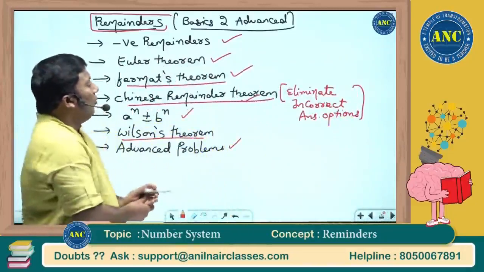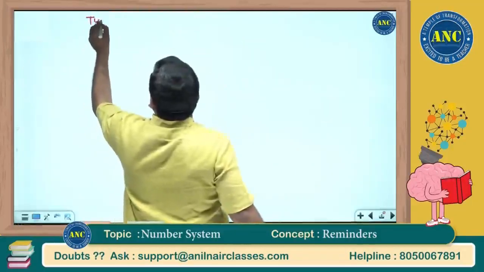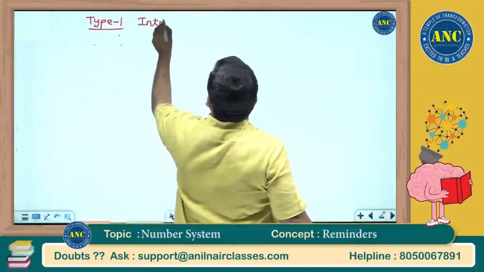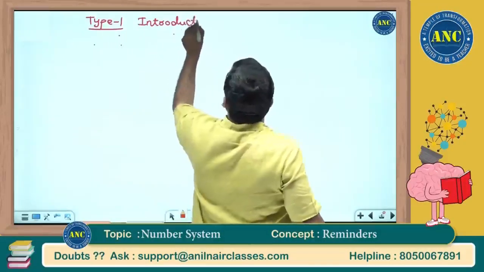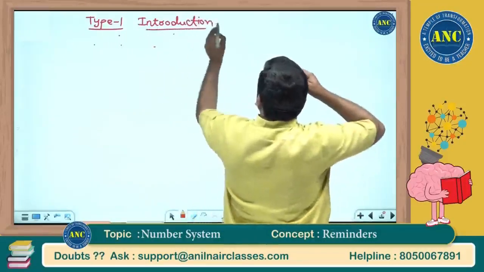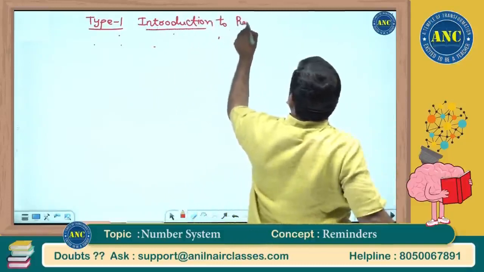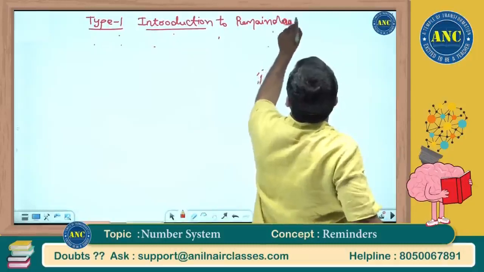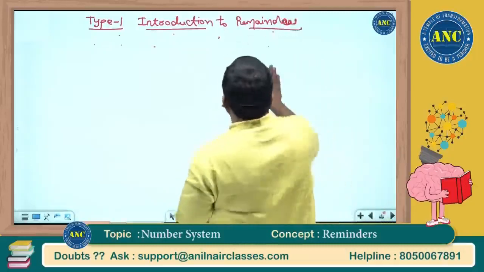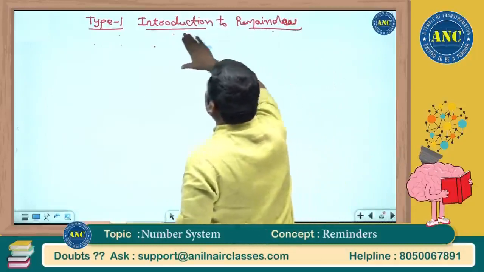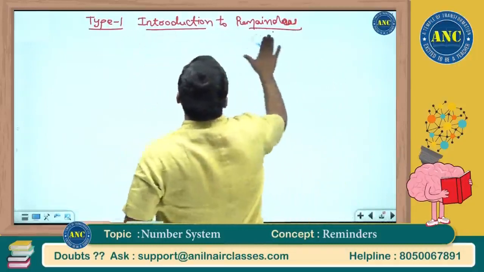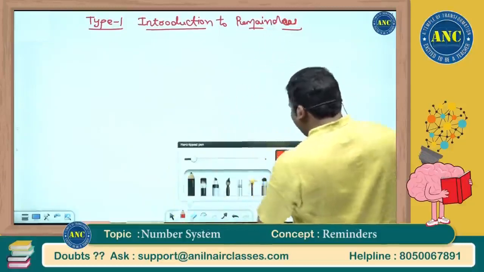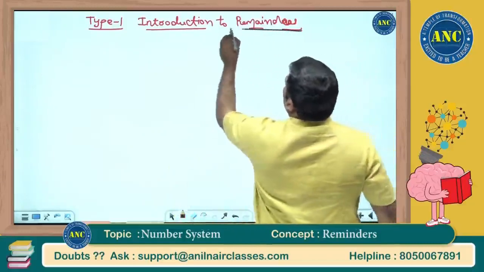Let us see the type 1. Type 1: Introduction to reminders. Just write down in the same sequential order. Now, what is a reminder? What is a dividend? What is a quotient? Let us see one by one.